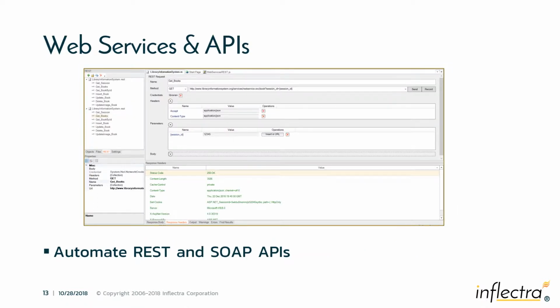As I mentioned, although RPA is focused on the user interface, we do support testing and integrating with web services and APIs. So if you can get data from an API, you can use our built-in libraries for both SOAP and REST to do that for you.